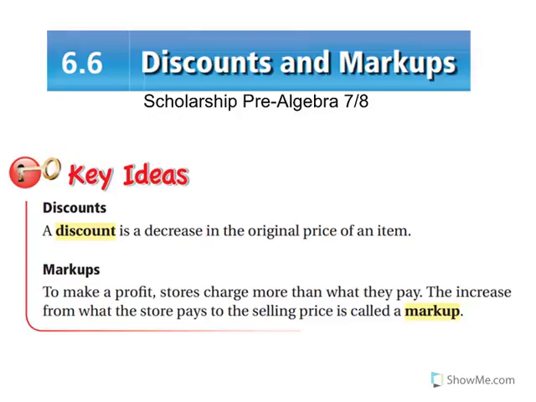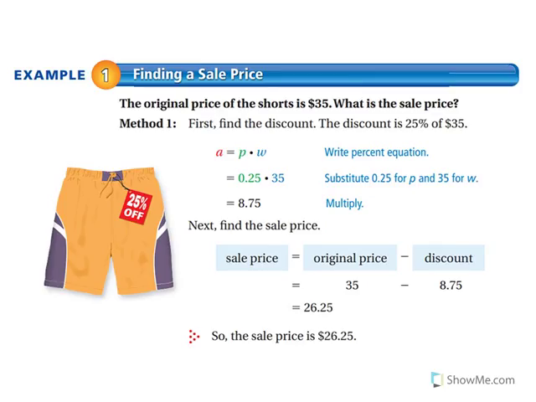They have to think of things like the cost of paying the rent, the cost of paying the employees, and all sorts of different things. Not to mention they like to make some money on it. So that is called a markup. Again, it's to make a profit. The store charges more than what they pay. The increase from what the store pays to the selling price is called a markup.